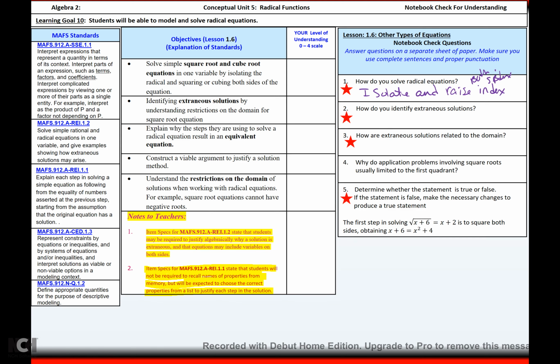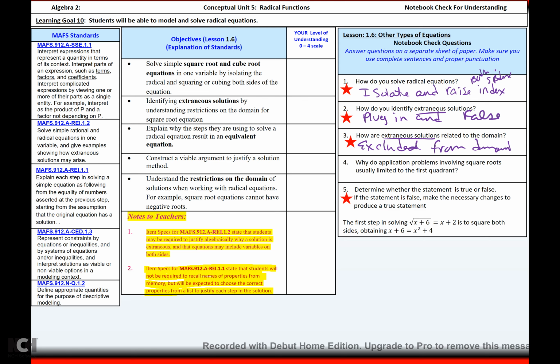How do you identify extraneous solutions? When you plug them in and you get a false statement. How are extraneous solutions related to the domain? Extraneous solutions have to be excluded from the domain.